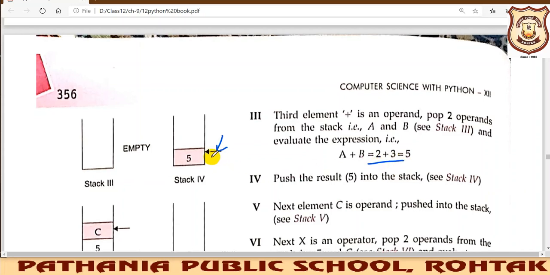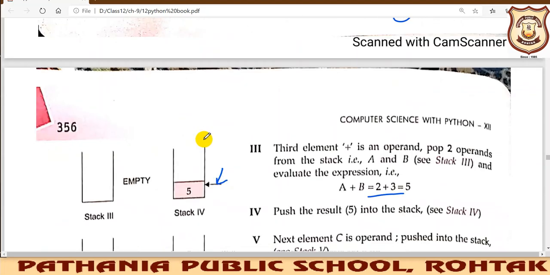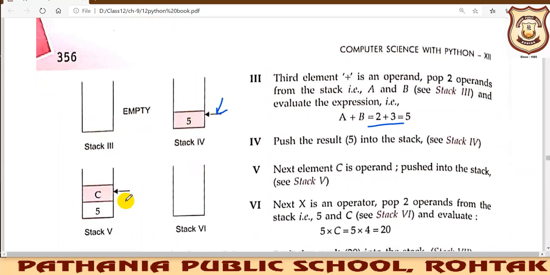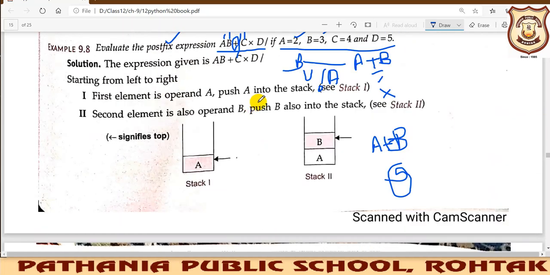Next element in the stack would be C, so we will push C into the stack. 5 is already there, then we have put C. Then we have multiplication. You can see in the expression also, then we have multiplication, and then we have D, and then we have division. So C we have already pushed. Now the operator will be pushed, then D will be pushed, and then division.